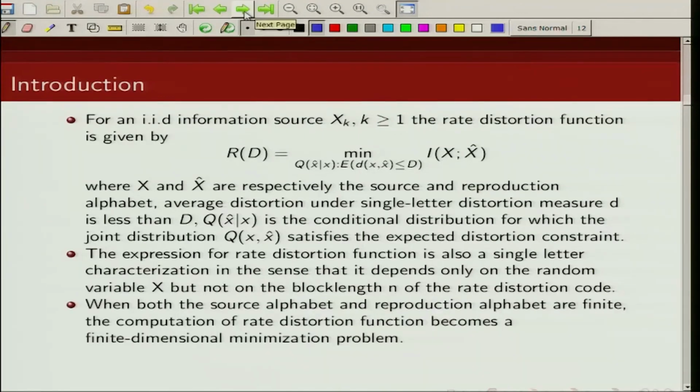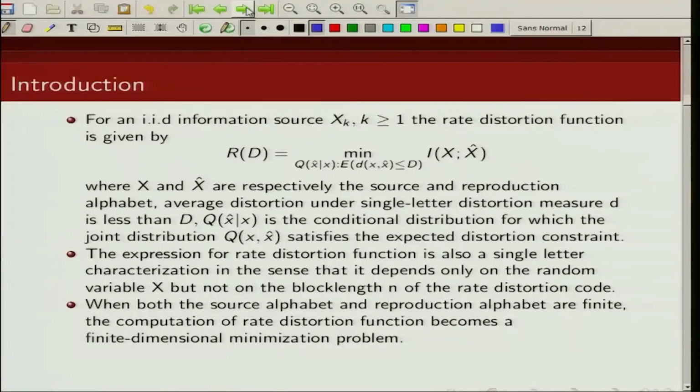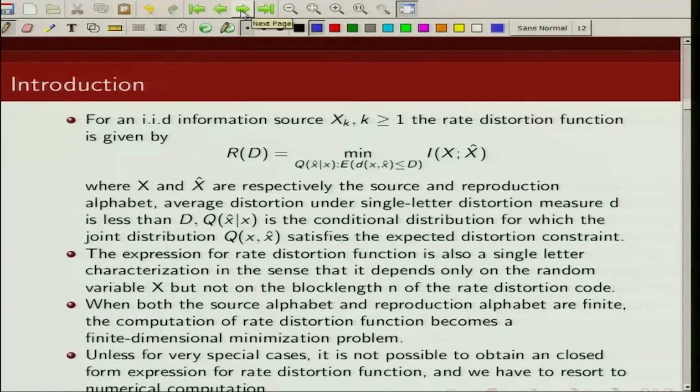When the source alphabet and reproduced alphabet sizes are finite, again this becomes a finite dimensional minimization problem, and again in most cases we do not have a closed form expression for the rate distortion function. So to compute the rate distortion function, we will have to resort to some sort of numerical method. This gives a motivation to study an iterative algorithm to compute the rate distortion function and channel capacity.